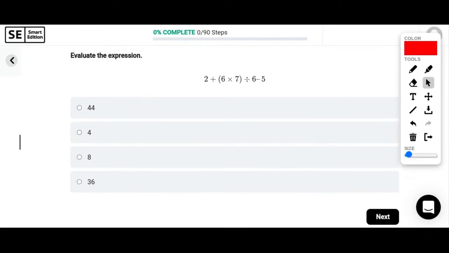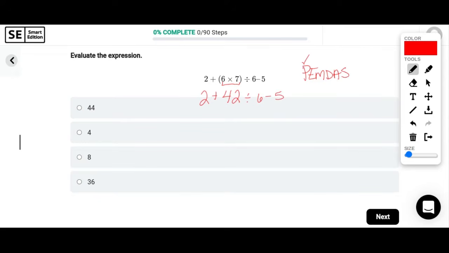Next question, evaluate the expression. This is one of my favorite types of questions. We need to use what you may have remembered in the depths of your mind: PEMDAS. Please excuse my dear Aunt Sally. So we are going to use order of operations, or PEMDAS, to solve this. The first step is to solve my parentheses first. 6 times 7 is 42. So I keep everything else the same and just solve that first step.